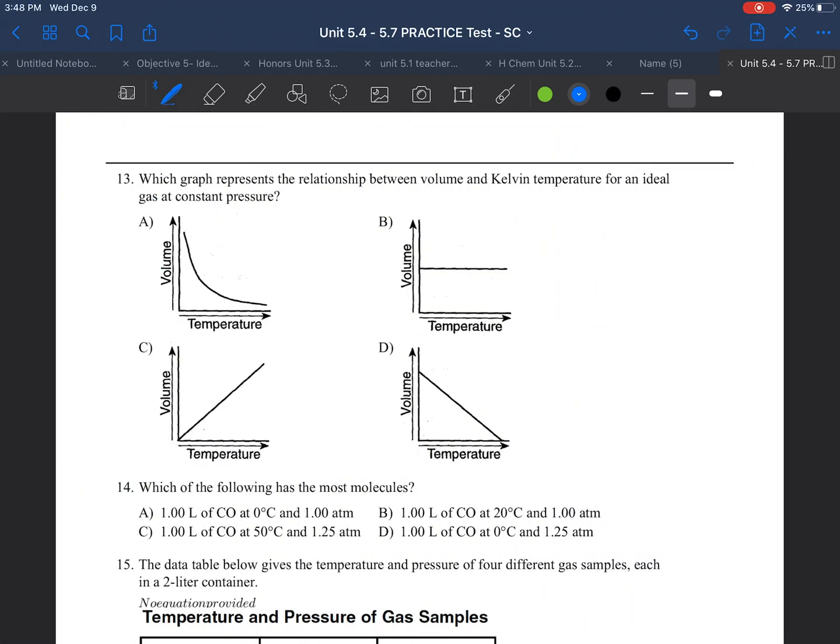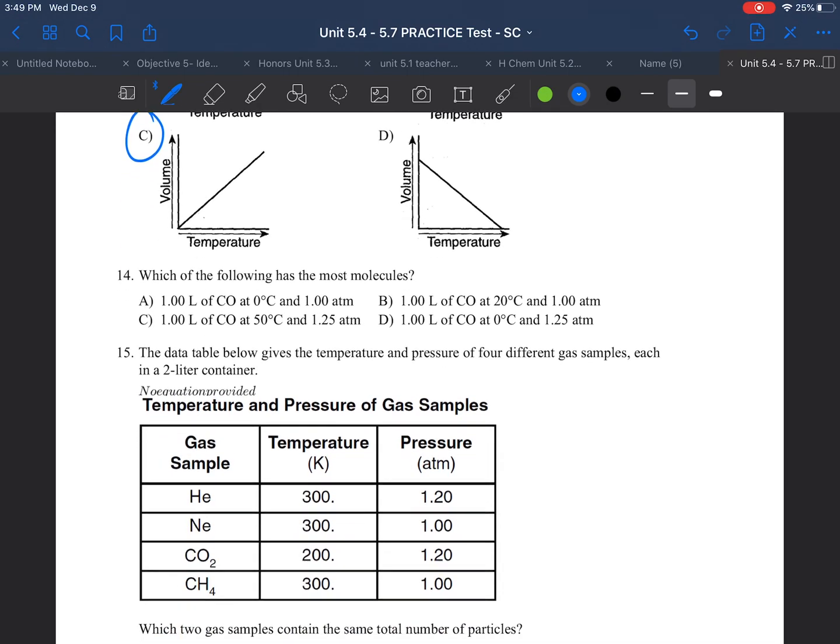All right, 13. And so here, what's the relationship between volume and temperature? And that is going to be C. As temperature increases, volume increases as well. And again, you can think of the relationships with respect to the formulas, but even just memorizing the idea that volume and temperature have a direct relationship will help you.